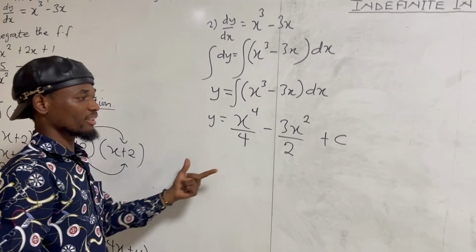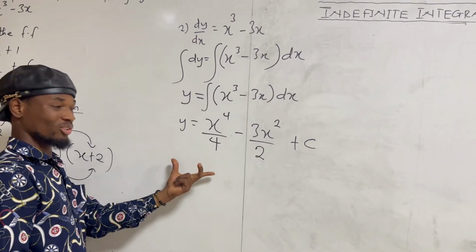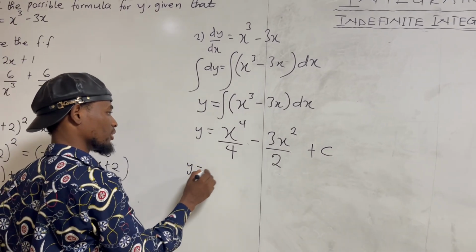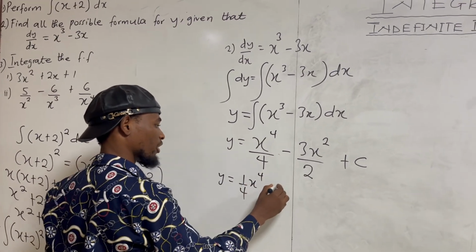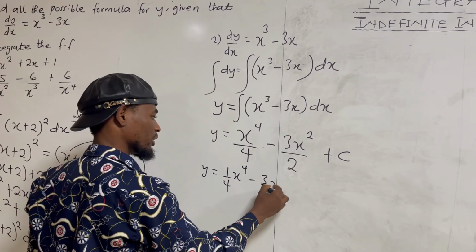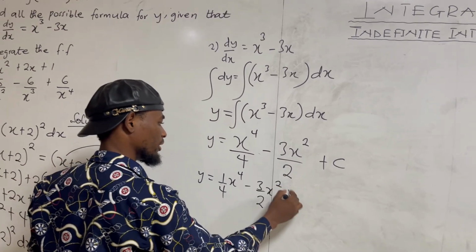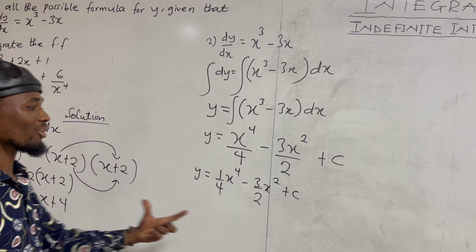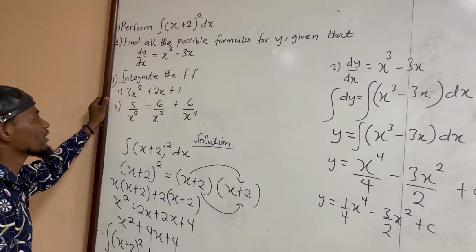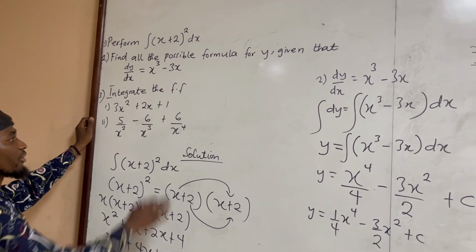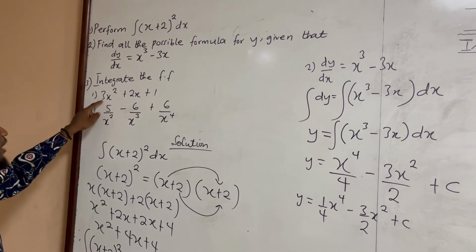So viewers, this is the end of this question. This is the same as 1 over 4 times x to the power 4 minus 3 over 2 times x to the power 2, then plus c. As simple as that. Let's consider the third one. Integrate the following with respect to x. So we have this.